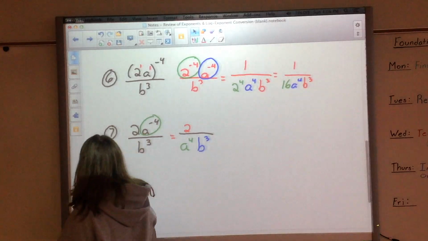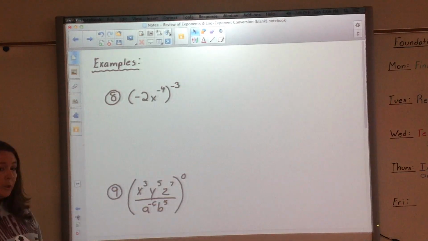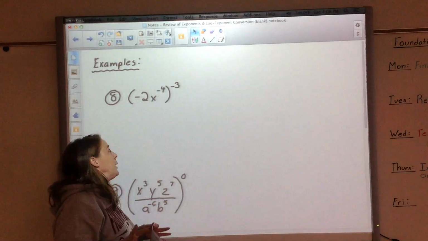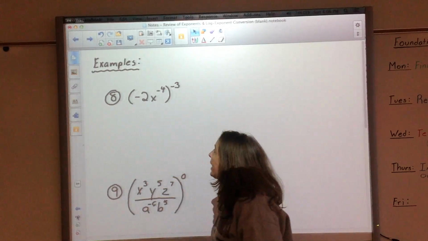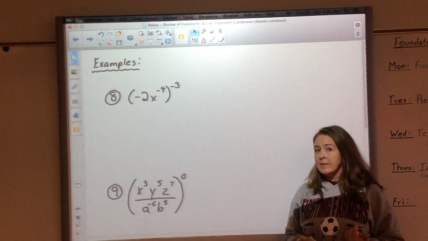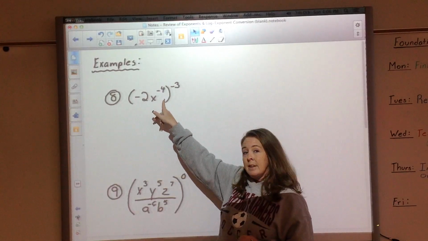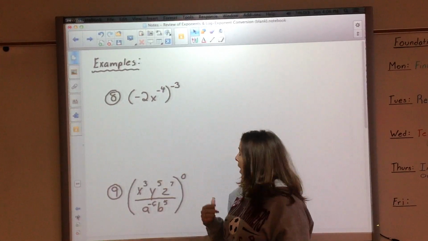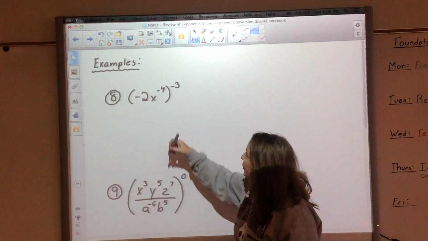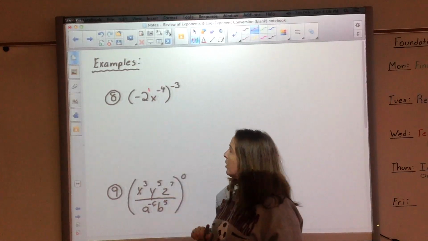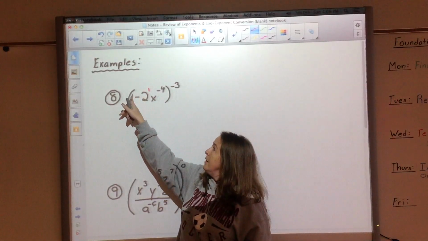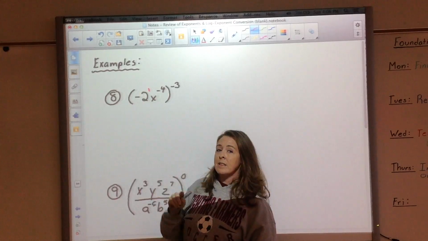Okay? Now we're going to move on and get just a little bit more complicated. Not a lot, but a little bit. We take a look at number 8. Okay, we have parentheses here with a negative exponent, which means all of this that's in here is being raised to the negative 3rd power. We have to remember that this is an understood 1 here, which means I'm taking this negative 2 and I'm raising it to the negative 3rd power.